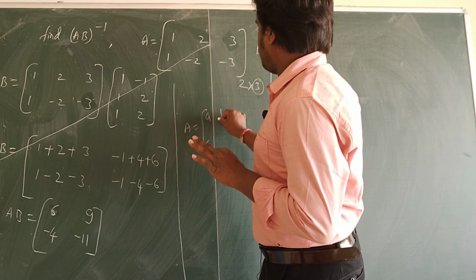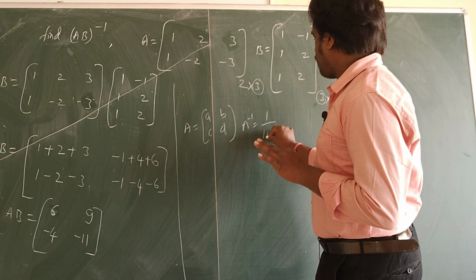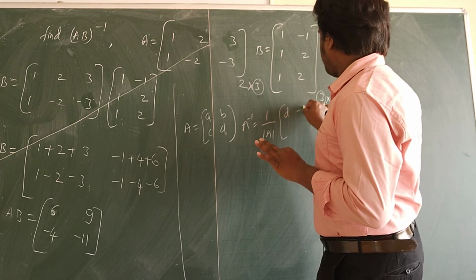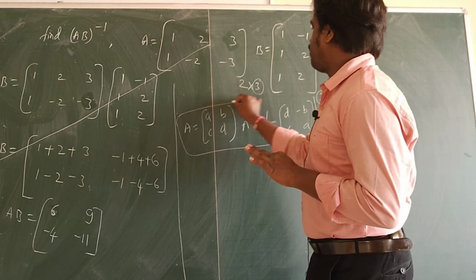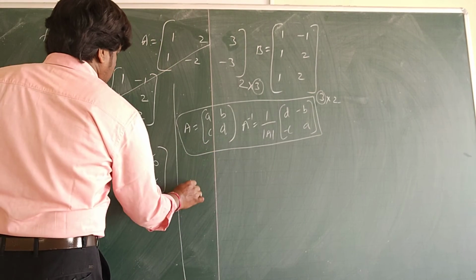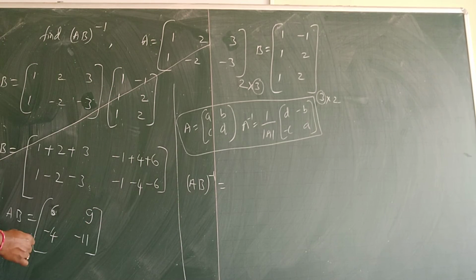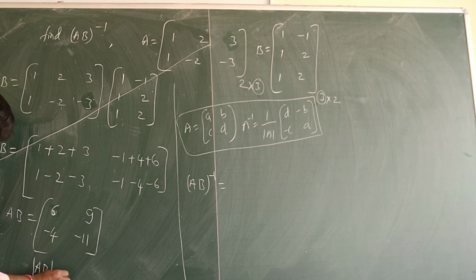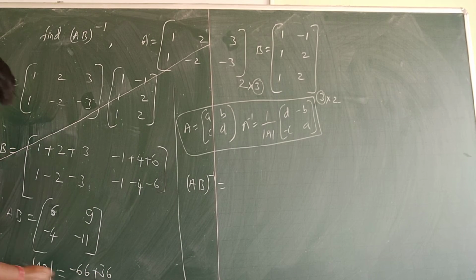If A is equal to [a, b; c, d], then A inverse is equal to 1 by determinant of A times [d, minus b; minus c, a]. This is the formula. You should write the formula, then you have to do it. So (AB) whole inverse will be 1 by determinant. You have to find the determinant first. So AB determinant, how much will you get here? It is 6 into minus 66 plus 9 fours are 36.